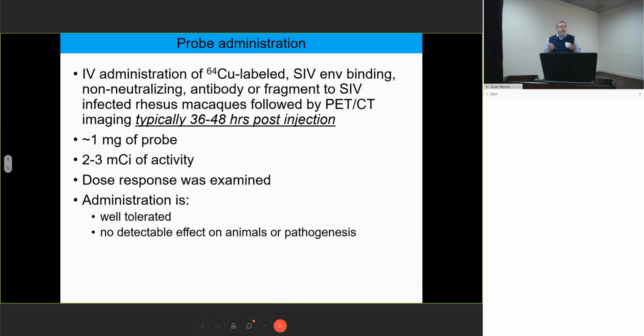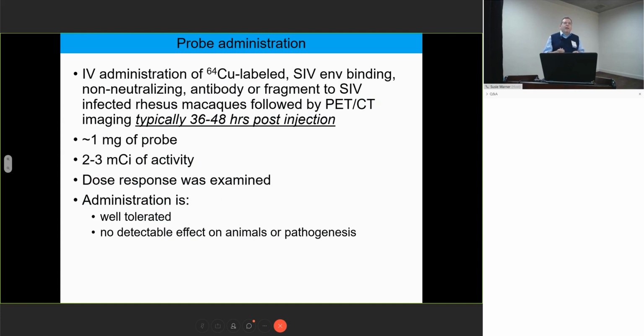We IV administer the copper-64 labeled SIV envelope binding antibodies. These are non-neutralizing, obviously, for SIV. We now are using fragments, but we'll get into that in a second. And typically we image usually 36 to 48 hours post-delivery. Typically we use about 1 mg of probe.